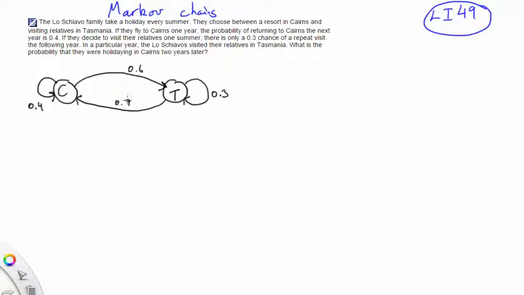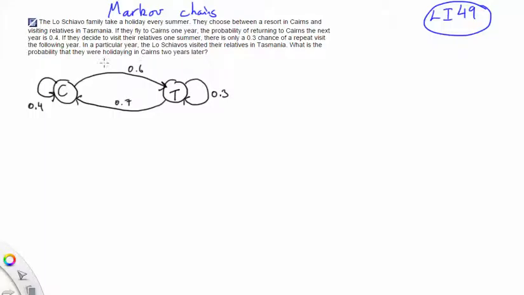I really like this diagram. This is what we call a state space representation of the problem. It's actually from engineering. They don't seem to do it in the textbook, but I really like this diagram. In a particular year, the Loshiovos visited their relatives in Tassie. What is the probability that they were holidaying in Cairns 2 years later?